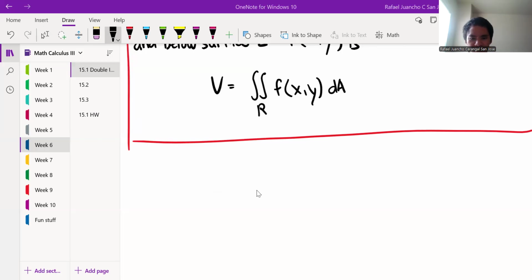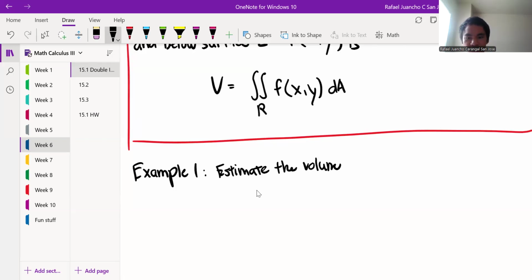Okay. Let me go ahead and just go to an example. And I'm also gonna do one here. And then we're gonna cut the video from there because I don't want it to be super long. So here we're being asked to estimate the volume of solid. Obviously, it's gonna be a solid. And that solid lies above the square.